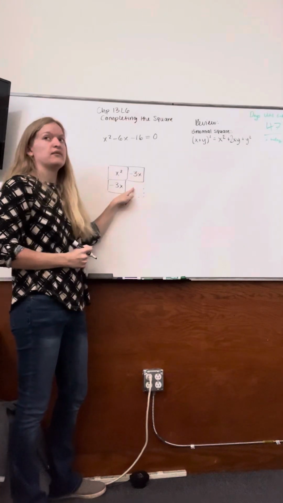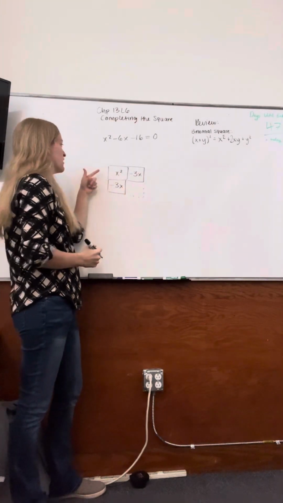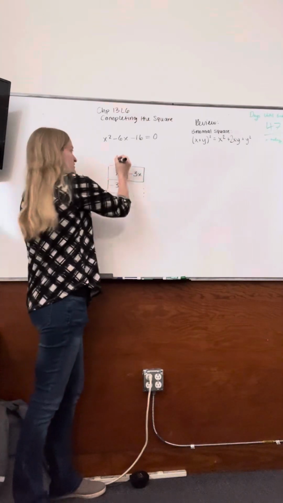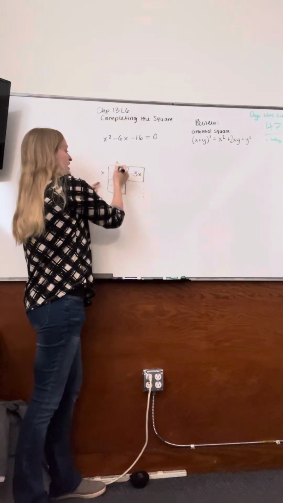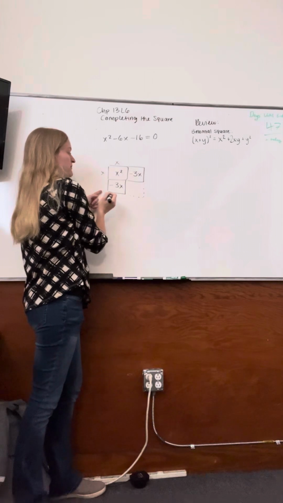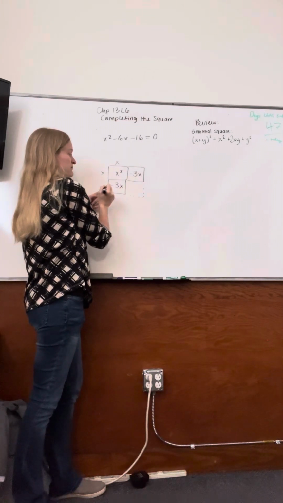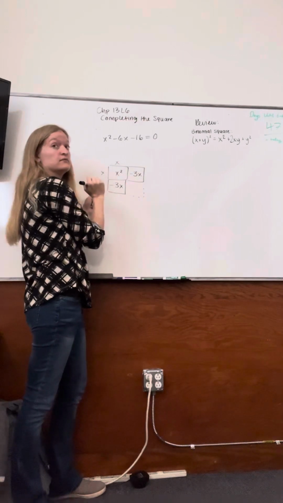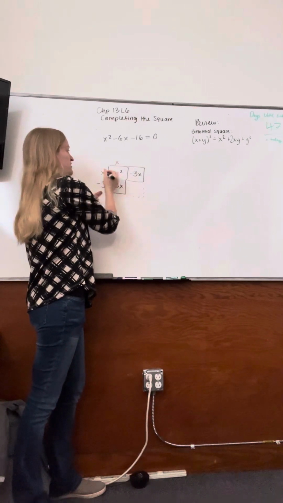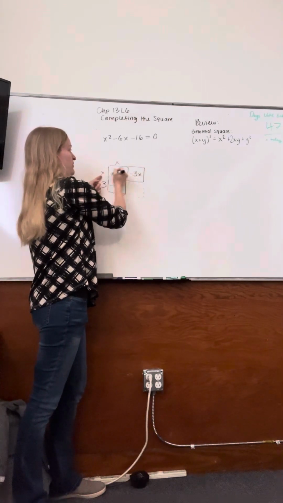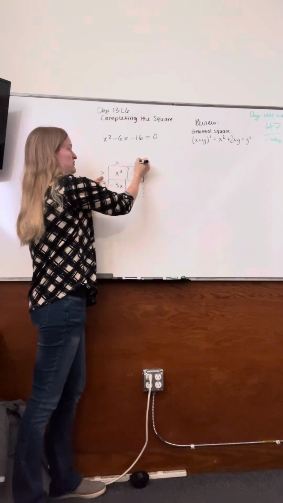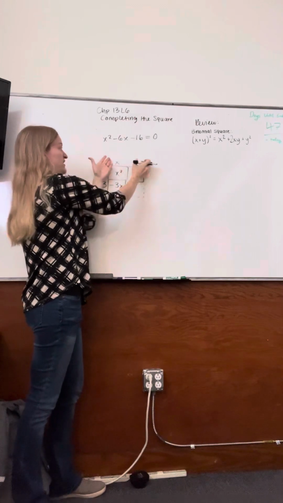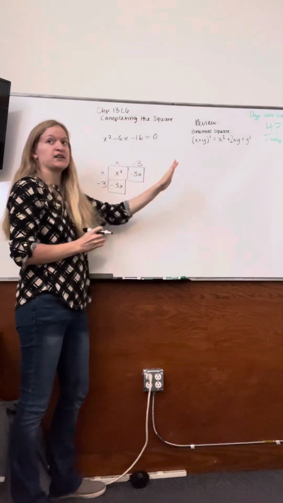Then this is the third number that we need. So let's go ahead and find that. What number times what number equals x squared? x times x equals x squared. Okay. x times what number equals negative 3x? Negative 3. Double check on this side. x times what number equals negative 3x? x times negative 3. Perfect. Now we have this nice little phrase, x minus 3 times x minus 3.